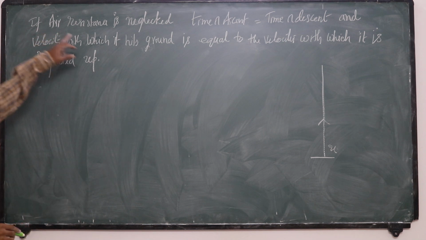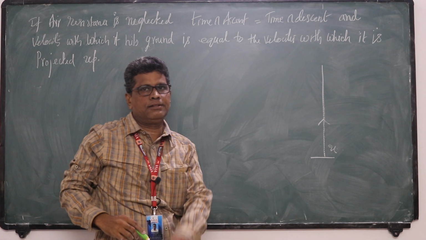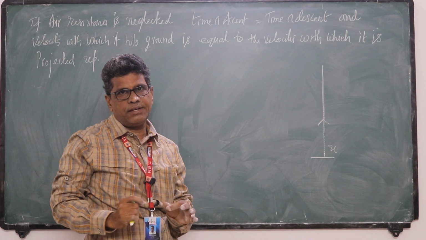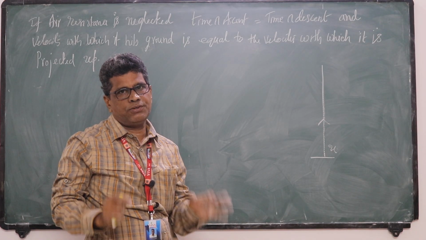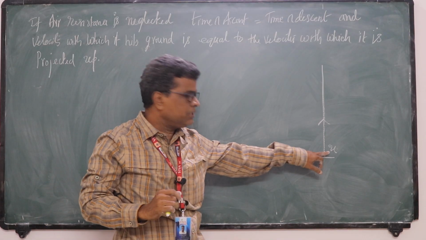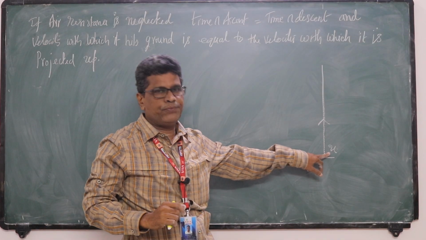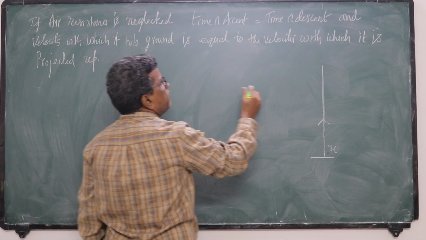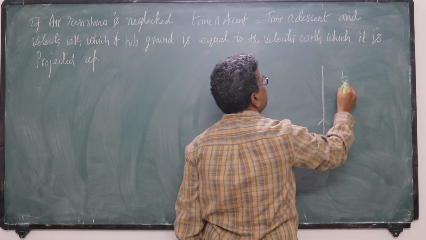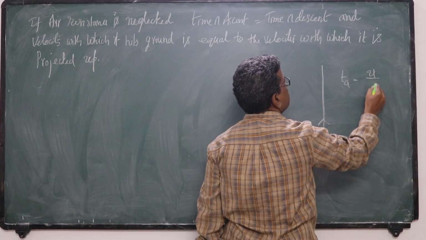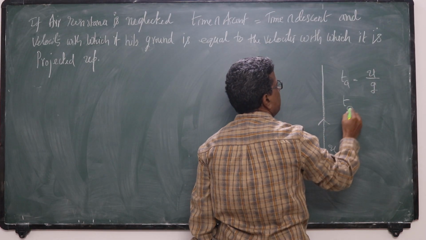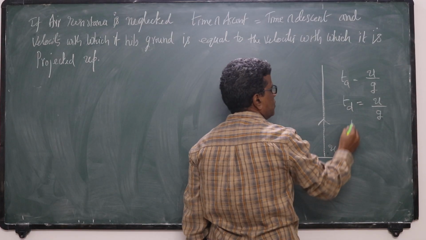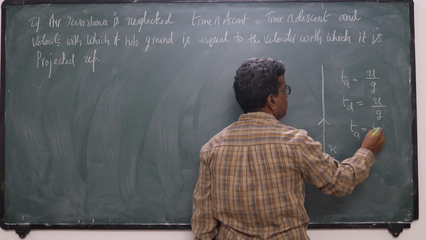That means if air resistance is neglected, there is no opposing force, only gravity. That means in vacuum. If an object is projected with velocity u, what is the time of ascent? It is u by g. What is the time of descent? u by g. So time of ascent is equal to time of descent.